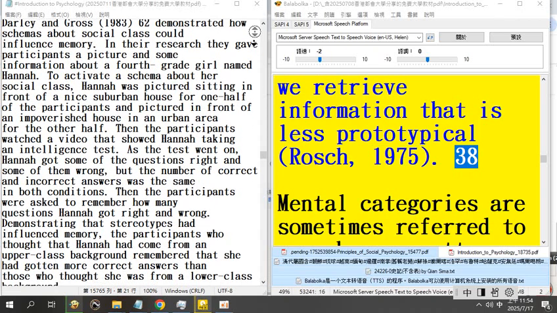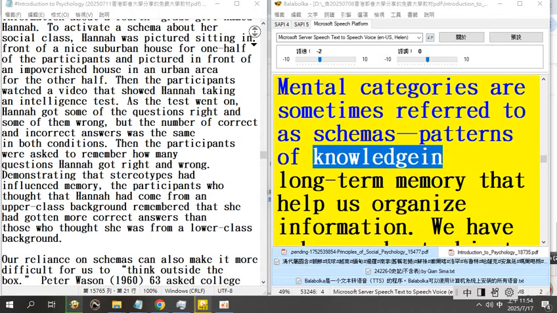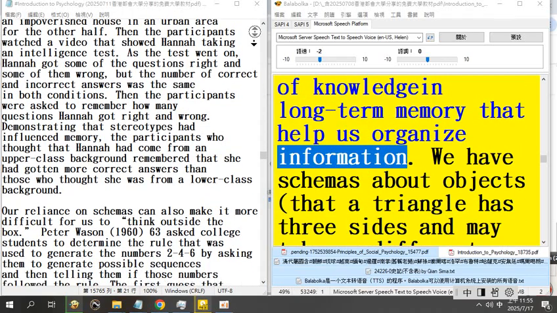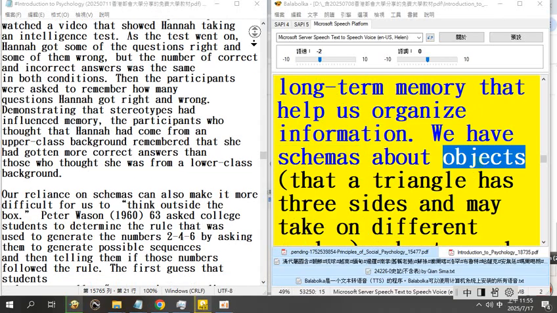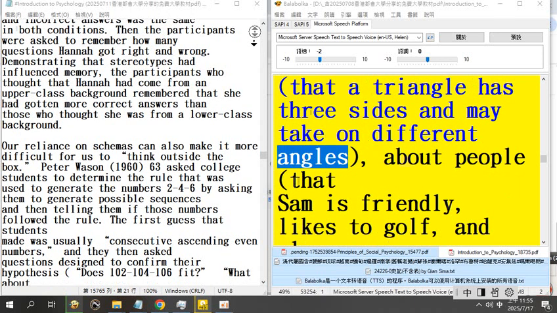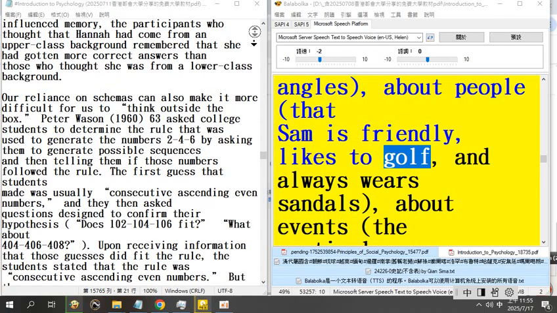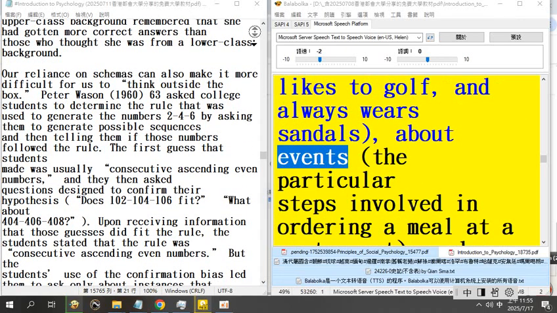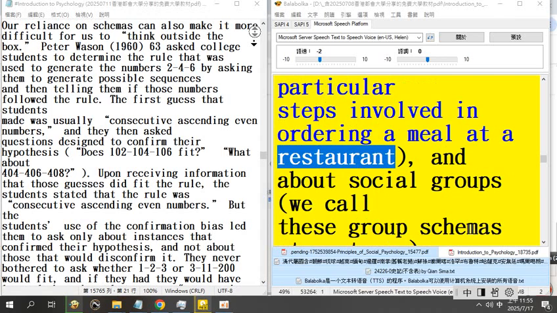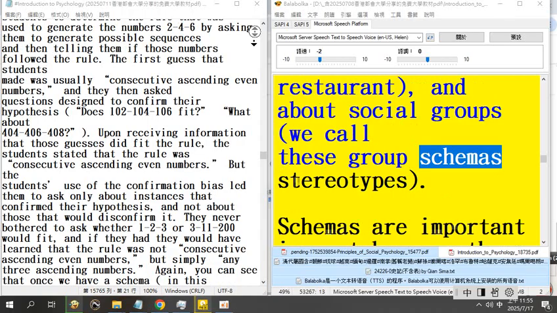Mental categories are sometimes referred to as schemas, patterns of knowledge in long-term memory that help us organize information. We have schemas about objects, that a triangle has 3 sides and may take on different angles; about people, that Sam is friendly, likes to golf, and always wears sandals; about events, the particular steps involved in ordering a meal at a restaurant; and about social groups. We call these group schemas stereotypes.